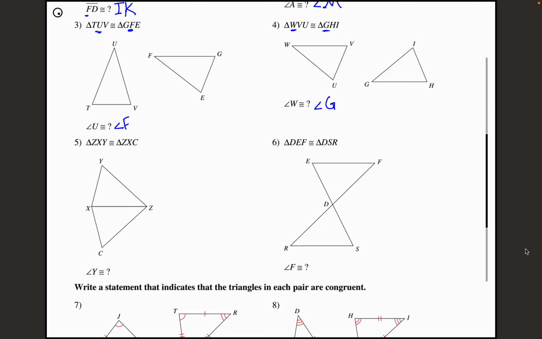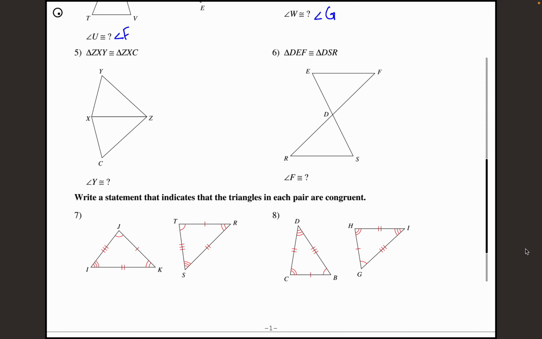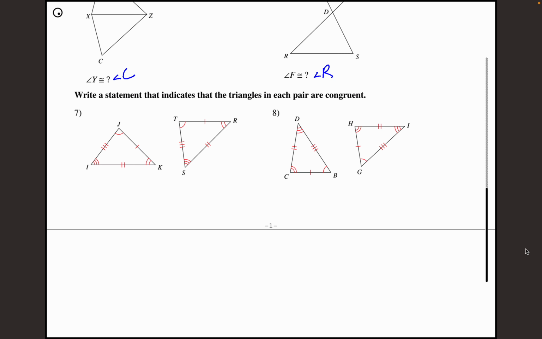All right, what about number 5? We should get C. What about number 6? R. Should get R. Do we have questions about those first 6? Is this helping a little bit? This is helping an extreme amount if I knew this last night.